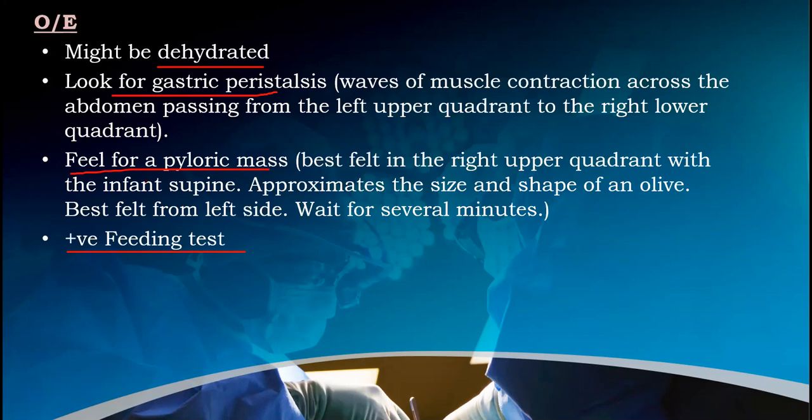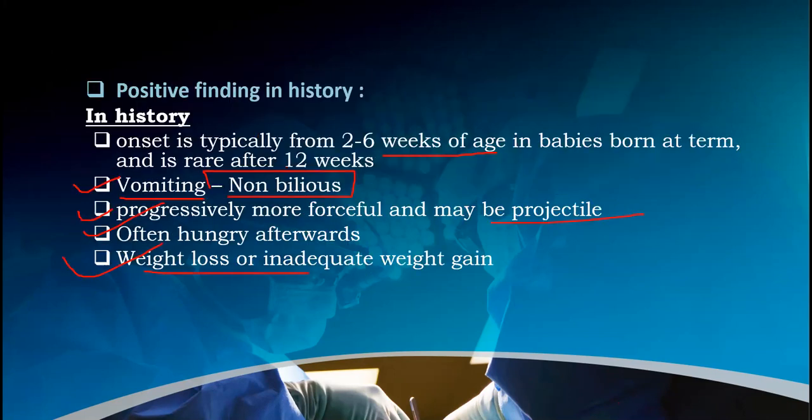So on examination, you will mainly look for these things. Main is dehydration, very important not to miss this one. Gastric peristalsis on inspection, pyloric mass on palpation, and also a positive feeding test. Remember these important findings because these are the things that will lead you to diagnose this case.